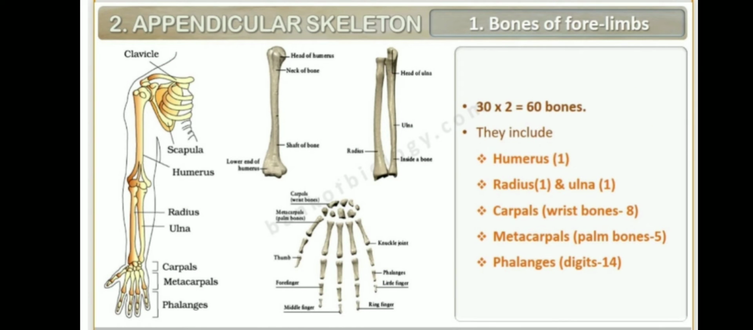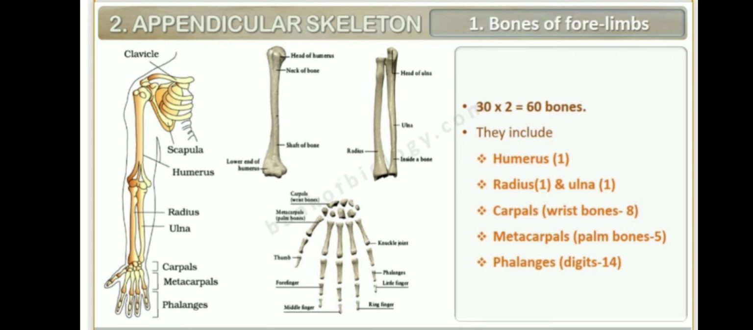The bones of the limbs along with their girdles constitute the appendicular skeleton. Each limb is made of 30 bones. The bones of the hand, that is forelimb, are humerus, radius and ulna. Carpals, the wrist bones, 8 in number. Metacarpals, palm bones, 5 in number. And phalanges, 14 in number.